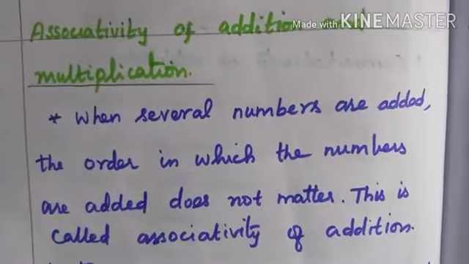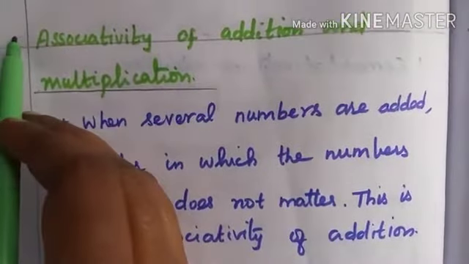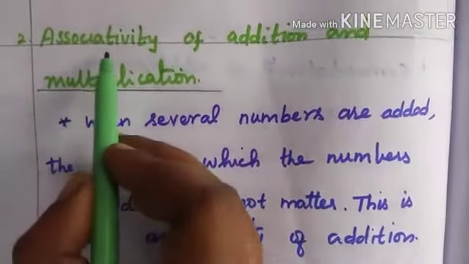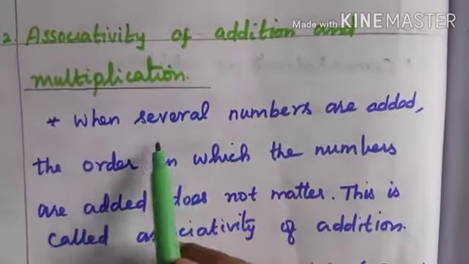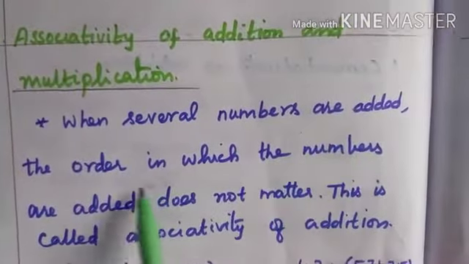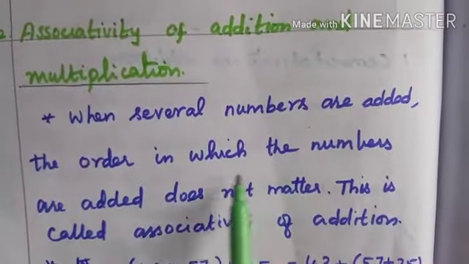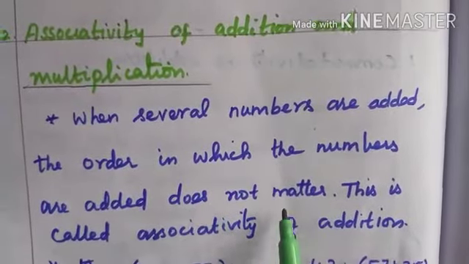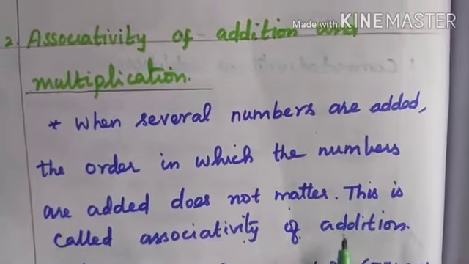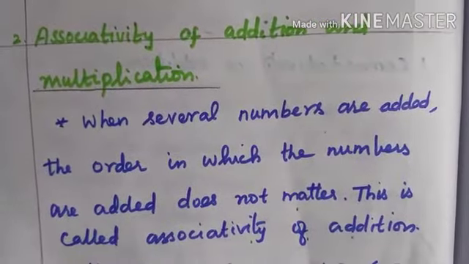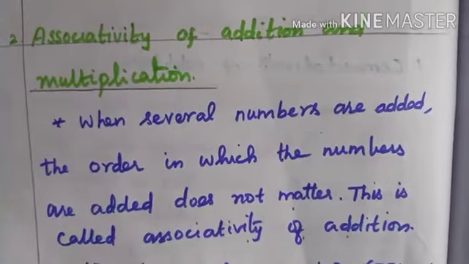The next property, the second property, is associativity of addition and multiplication. When several numbers are added, the order in which the numbers are added does not matter. This is called associativity of addition. When you see an example, you will be able to understand.